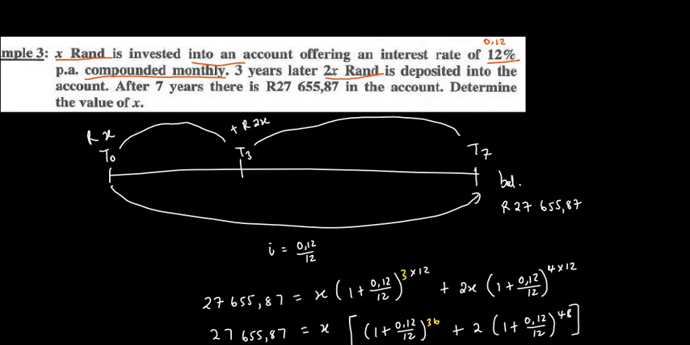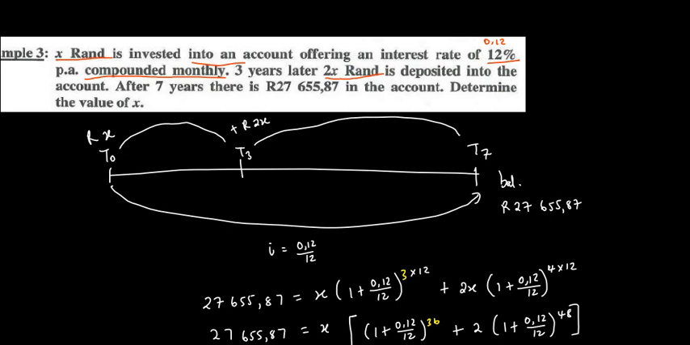Okay, they said 3 years later, he deposits 2x rands, so meaning it's plus 2x into that account 3 years later. Then they say after 7 years there is 27,655.87 in the account. After 7 years, they didn't say 7 years later.